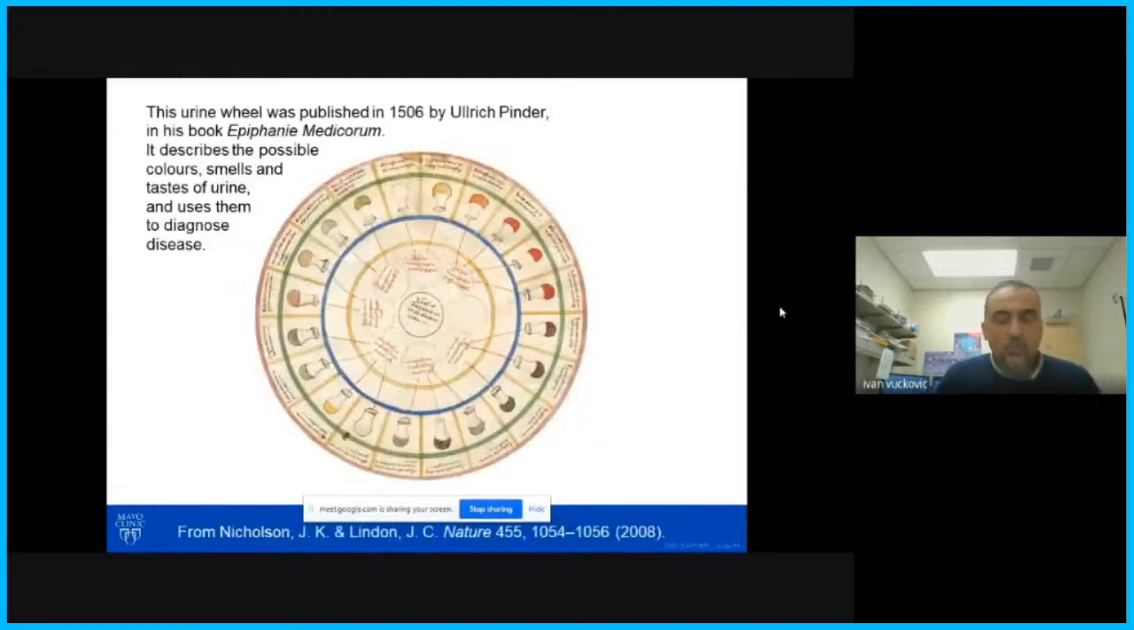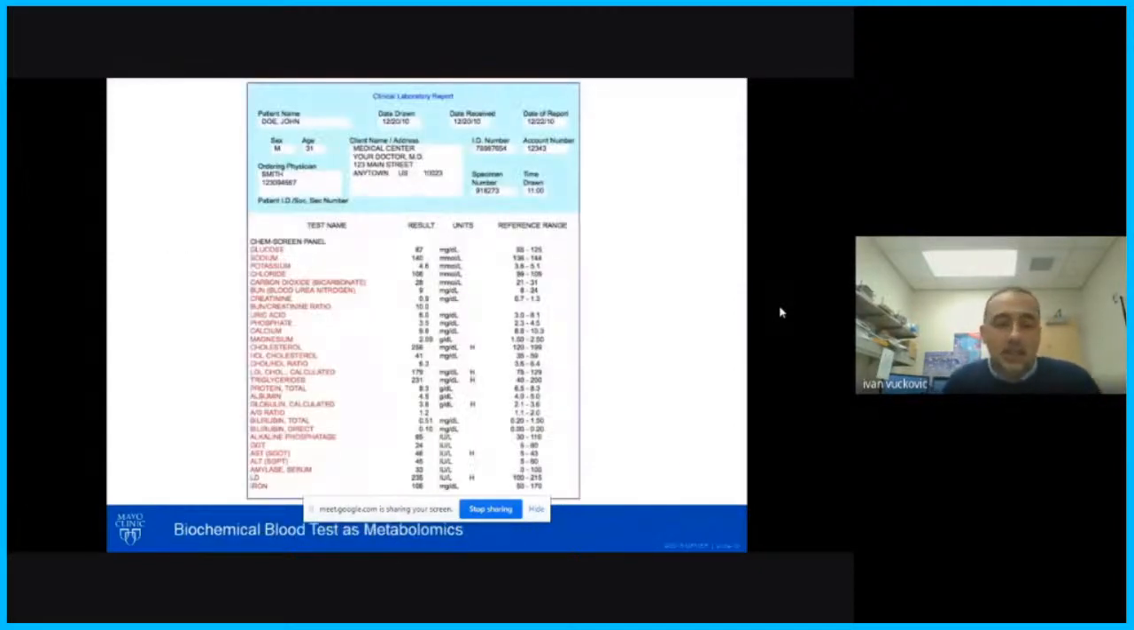The techniques have been improved in the meantime, and this is a so-called urine wheel from a book published in the Middle Ages, where different properties of urine, such as color, smell, and taste, were associated with specific diseases. You can think of metabolomics as a simple biochemical blood test. So you are measuring some biochemically relevant parameters of the blood, such as glucose, and then you use data from other patients to define reference ranges, which should be acceptable.